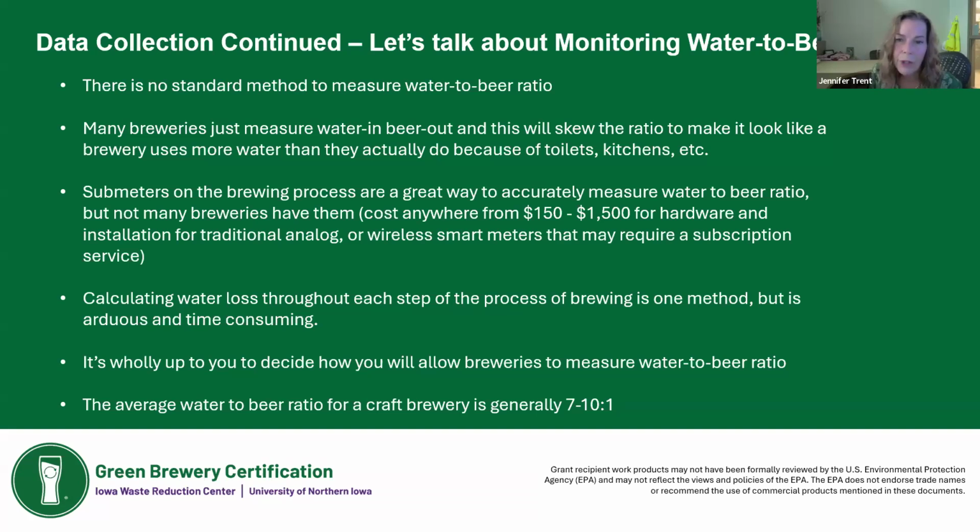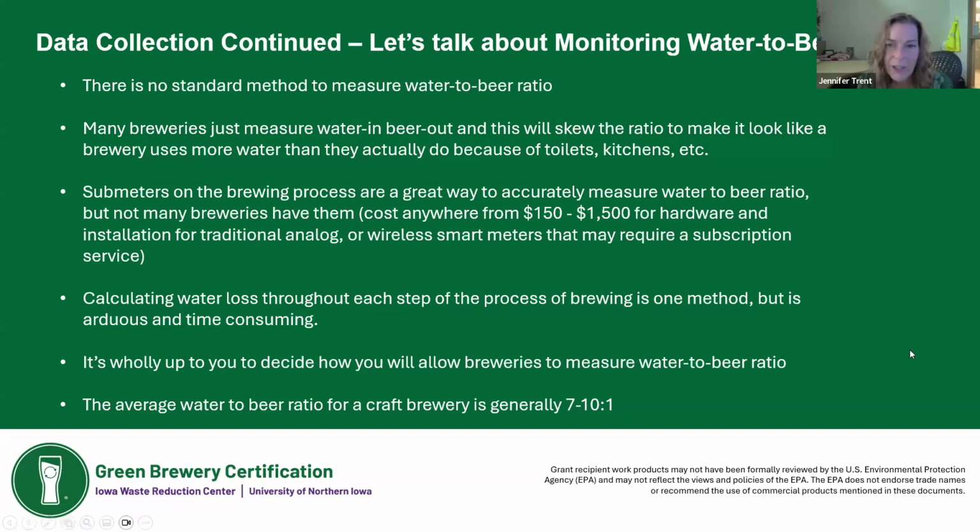There are more arduous, difficult ways to measure water to beer ratio, and that method is to measure water loss at every stage of the brewing process through evaporation, and other various ways in which breweries lose water. Sometimes breweries will lose water when it's sitting in a keg and it's leaking out or evaporating through the keg. So it just depends on how you want breweries to measure water to beer ratio.